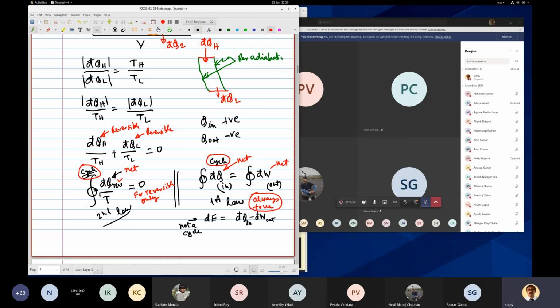Because it's a cycle, it is 0. So this in a cycle is 0. That means this must be expressible as dE, which is a state function, because if it goes in a cycle, it becomes 0. So although this is a path function, and this is a path function, this minus this is a state function, because in a cycle this becomes 0. Similarly here, in a cycle, this becomes 0.